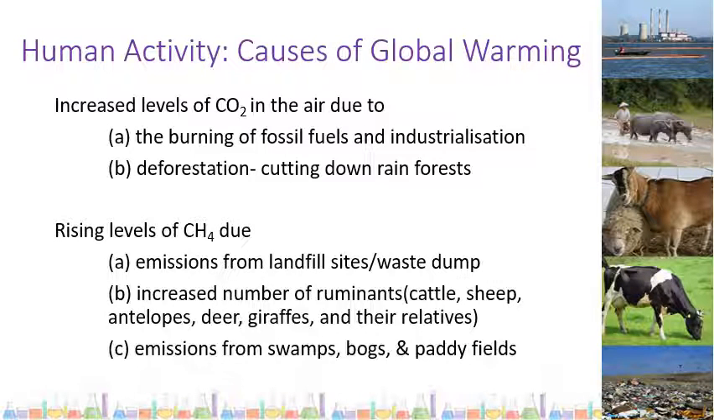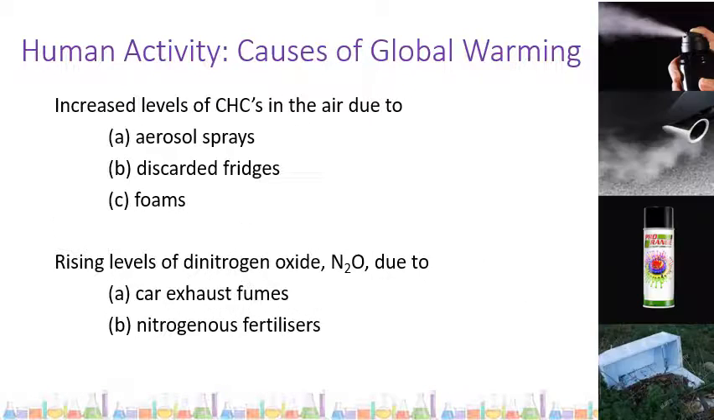So the causes of global warming that we need to look at are the ones that are based on human activity. So carbon dioxide increases due to burning of fossil fuels and deforestation. Methane, CH4, increases due to emissions from landfill sites and waste dumps, increased numbers of these animals, which are called ruminants, cattle, sheep, deer, giraffes, etc., and emissions from swamps, bogs, and paddy fields.